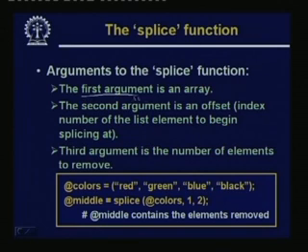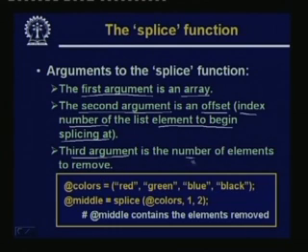The first argument is the array on which you want to operate. The second argument is an offset, which is actually an index number of the list constituting the array, at which you are intending to begin splicing or deleting. And the third argument tells you how many elements you want to remove.